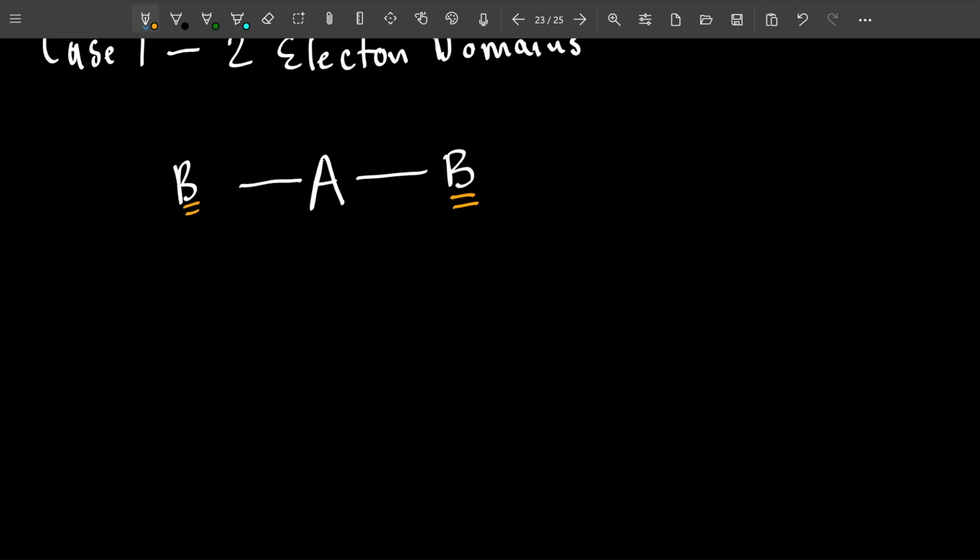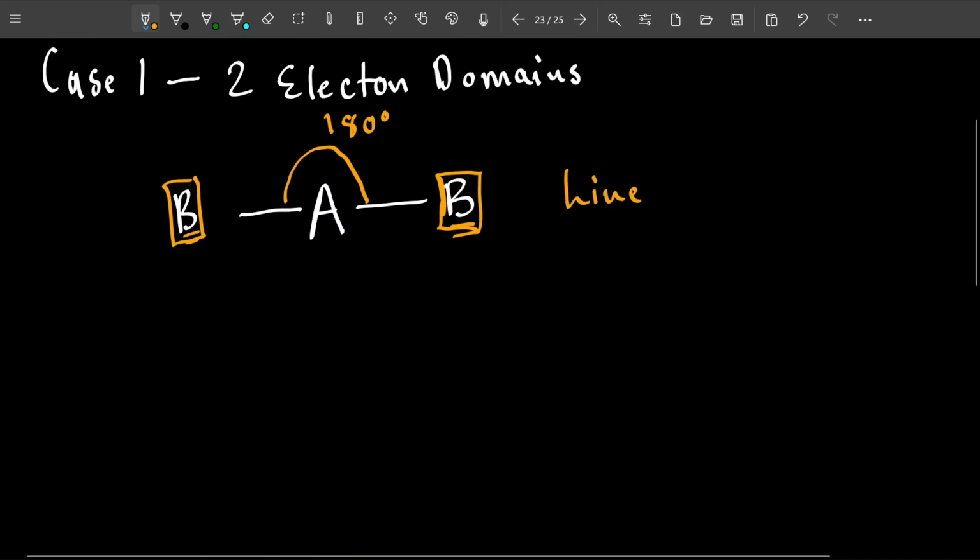What is the angle between the bonds? The angle between the bonds is going to be 180 degrees. That will make sure that the two B atoms are as far away from each other as possible. The bond angle is going to be 180 degrees, and we'll call this shape linear. So whenever you see an atom that has 2 other atoms next to it, they're going to be 180 degrees apart. Are you hearing it? Good.